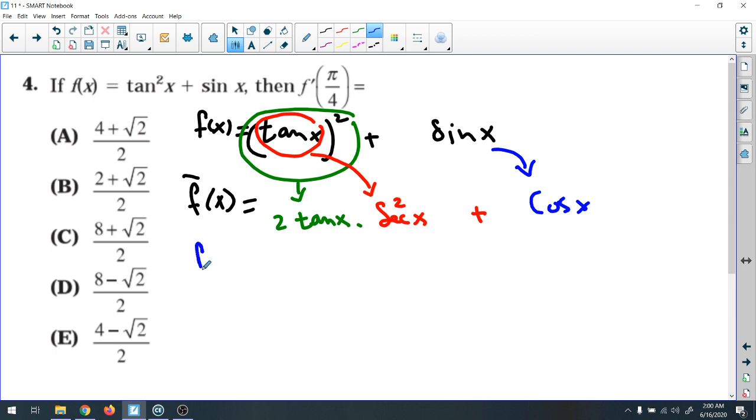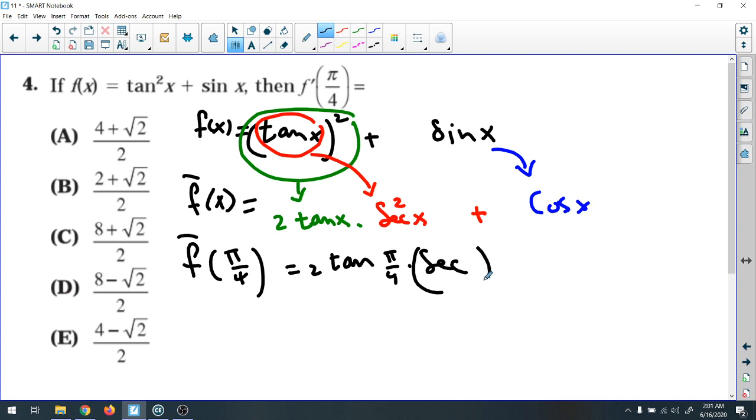Let's find the derivative of the function at pi over 4. So f dash of pi over 4 will be 2 times tangent, replacing x with pi over 4, times secant square, replacing x with pi over 4, plus cosine, replacing x with pi over 4.